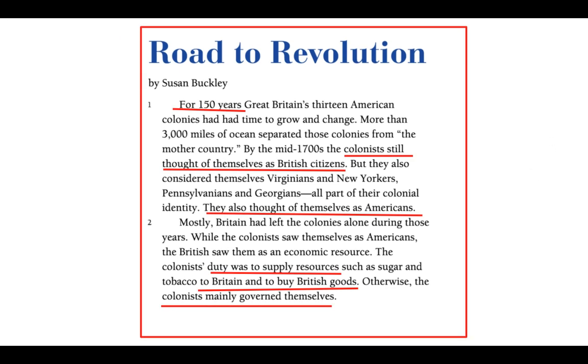So here's what I thought were the key details. Take a moment to highlight any that you did not underline. And then in your own words, think about what the main idea for just this section, the introduction of the Road to Revolution, might be. Write it down in your booklet and then turn back on the video when you're ready to roll.